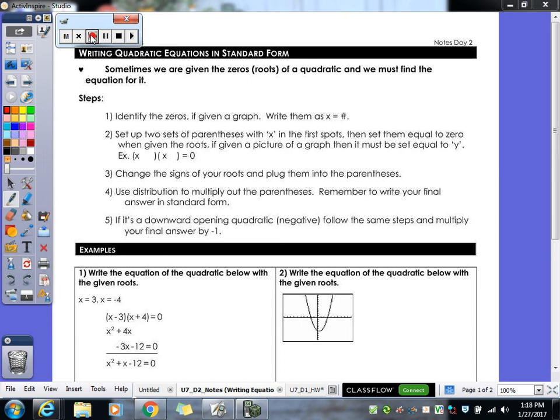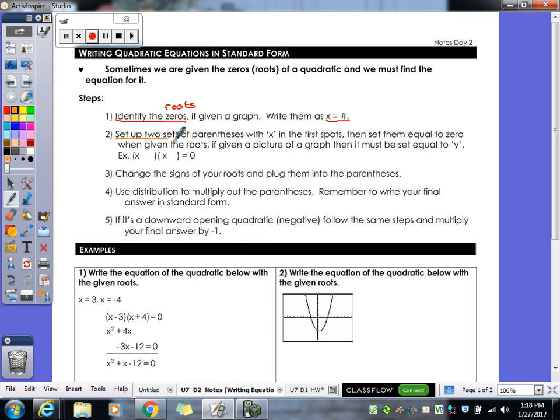So what I have written up here for you are the steps that you need to follow when they ask you to do this. Step number 1 is you need to identify your zeros, which are also known as your roots, because that is the first thing, we need to know what those are. And you're going to write them as x equals whatever number it is.